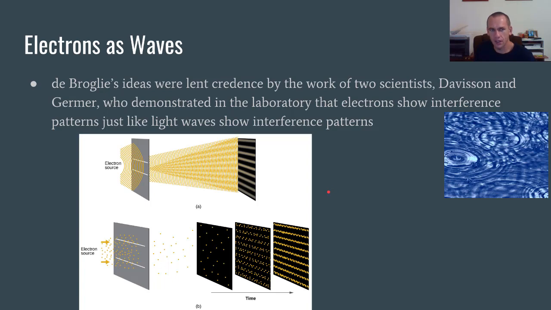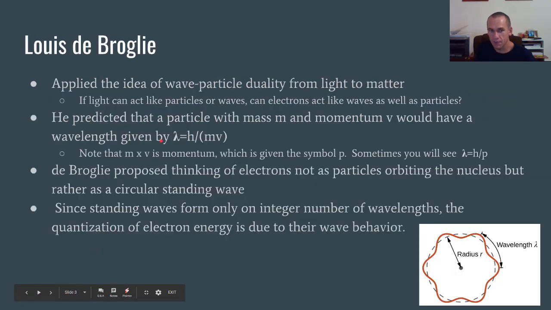And de Broglie said the way we actually get that wave, its wavelength, is by taking Planck's constant and dividing it by the momentum of the electron. Mass times velocity is momentum.